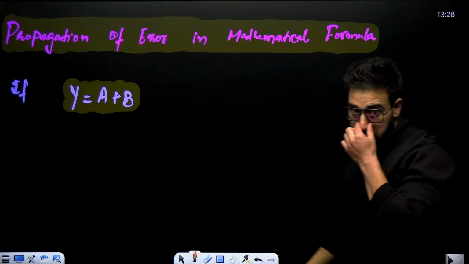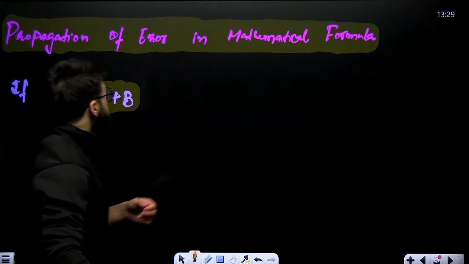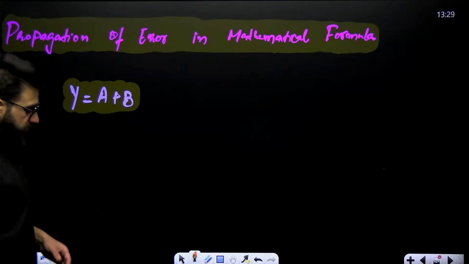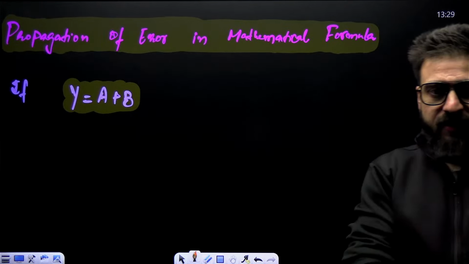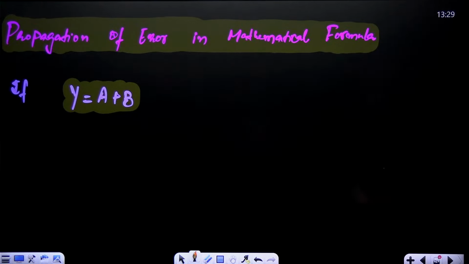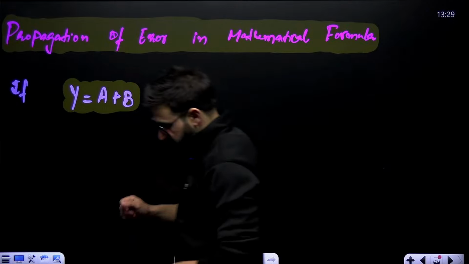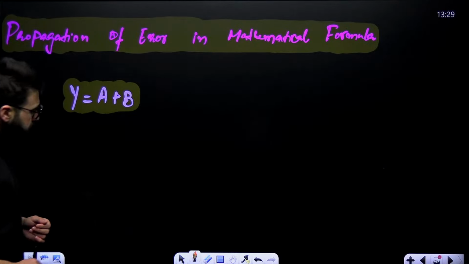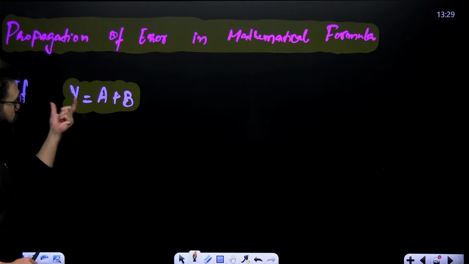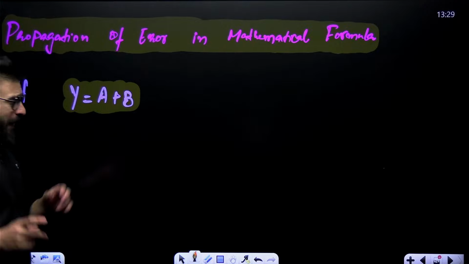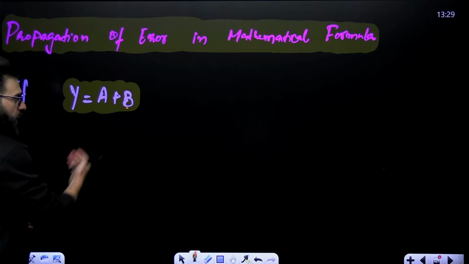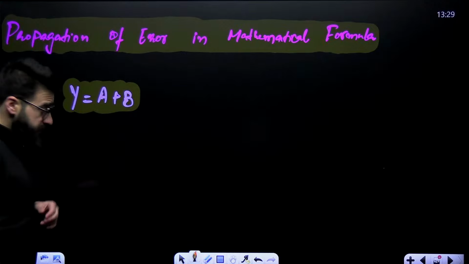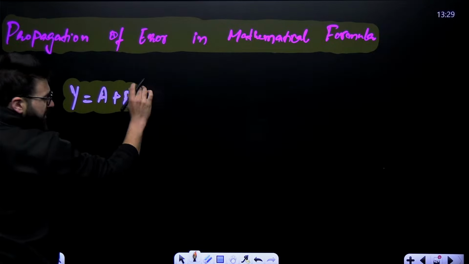Now guys, let's talk about propagation of error in a mathematical formula. I would want you guys to understand this very carefully. Let's suppose you have a mathematical equation y is equal to a plus b. In this case, a and b are physical quantities.